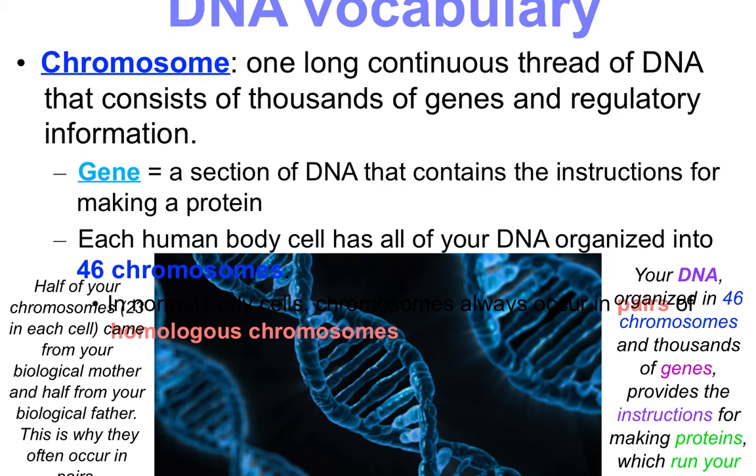Half of your chromosomes, which is 23 of them, came from a biological mother, and the other half came from your biological father. That's why these things occur in pairs. And so your DNA is organized into 46 chromosomes, or 23 pairs. And they have thousands of genes on them that provide instructions for making proteins, which ultimately create you.